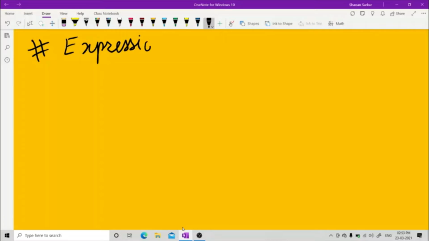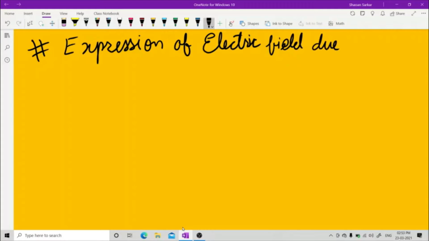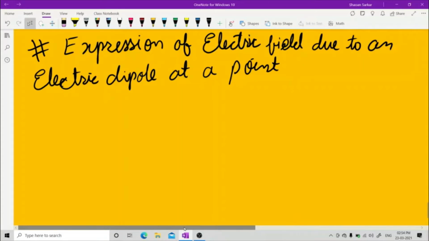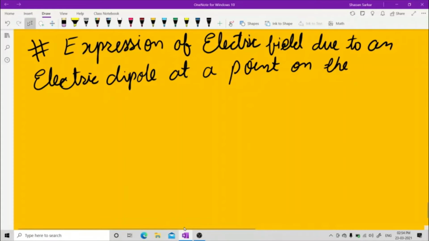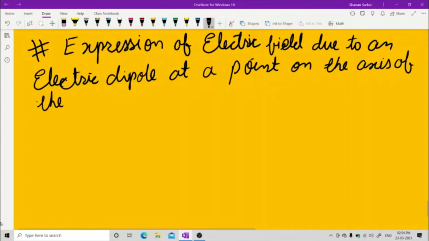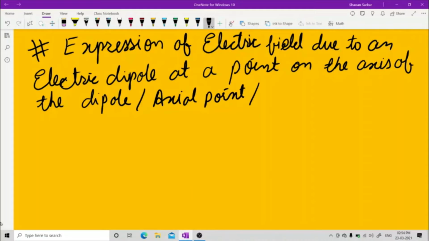Expression of electric field due to an electric dipole at a point on the axis of the dipole, also called the axial point or end-on position.